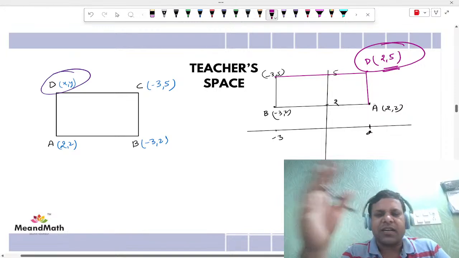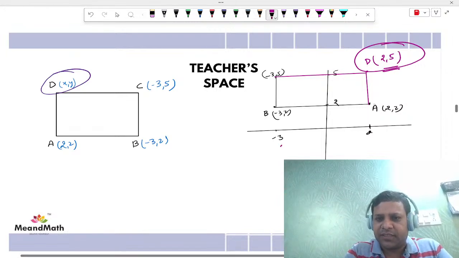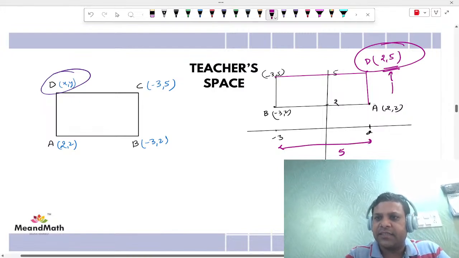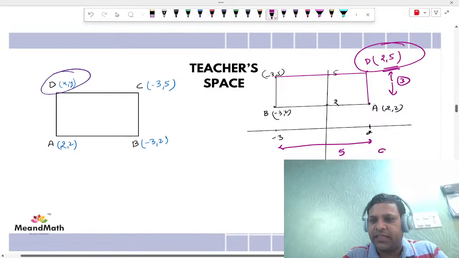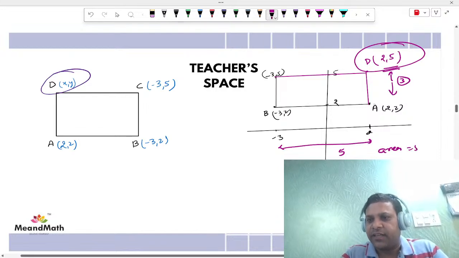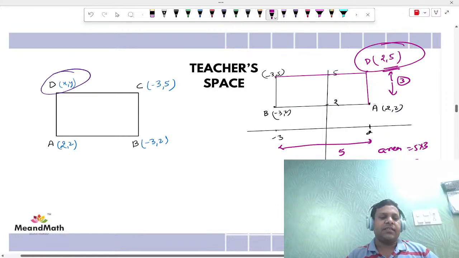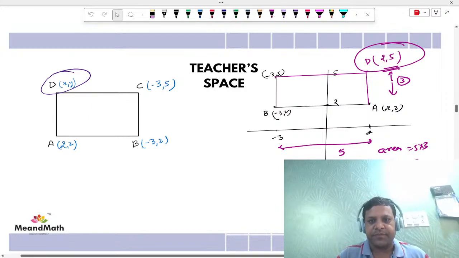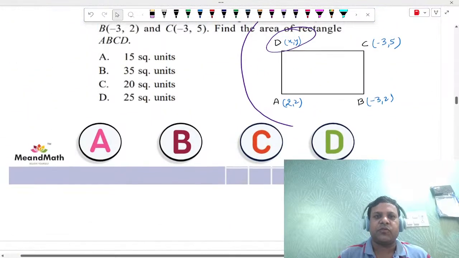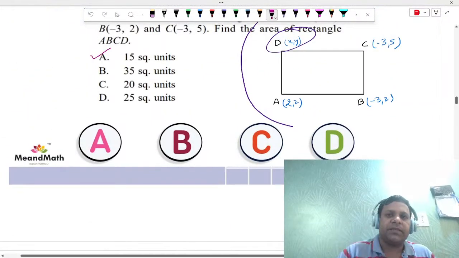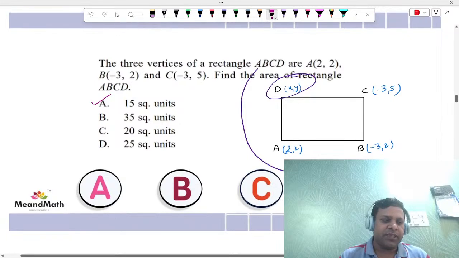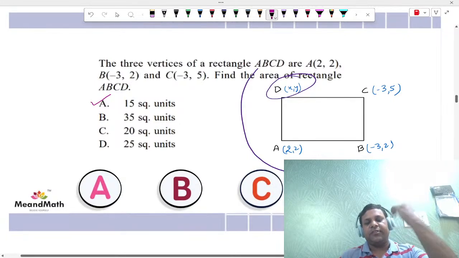Distance formula वगैरह कुछ करने की requirement नहीं है. Now this distance is 5 and this distance is 3. So the area is 5 into 3, 15 square unit. Answer is 15 square unit. Okay, 15 option. I hope clear question. Now let's move.